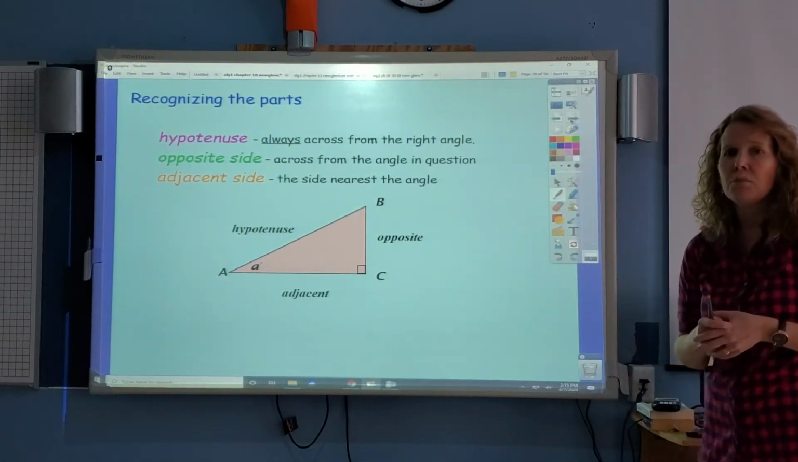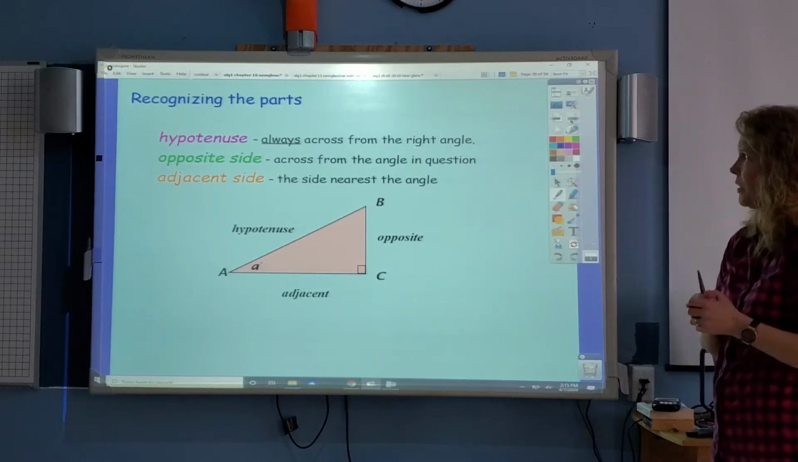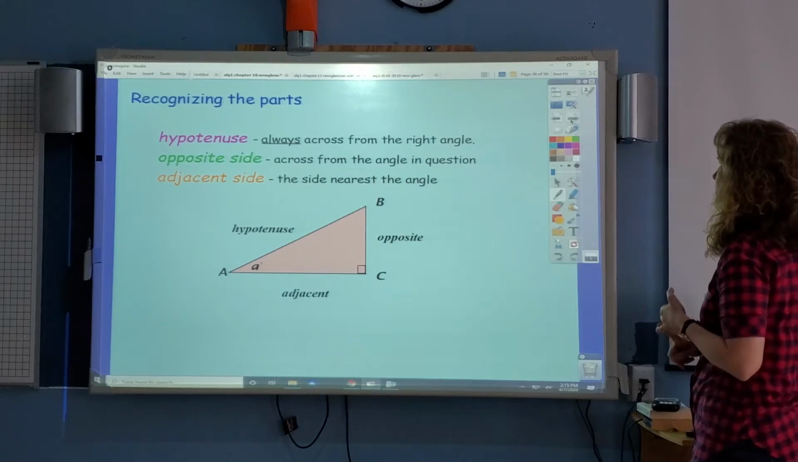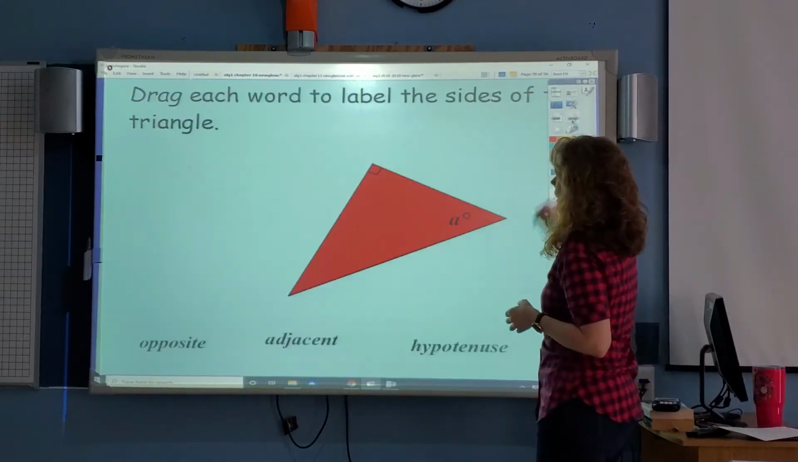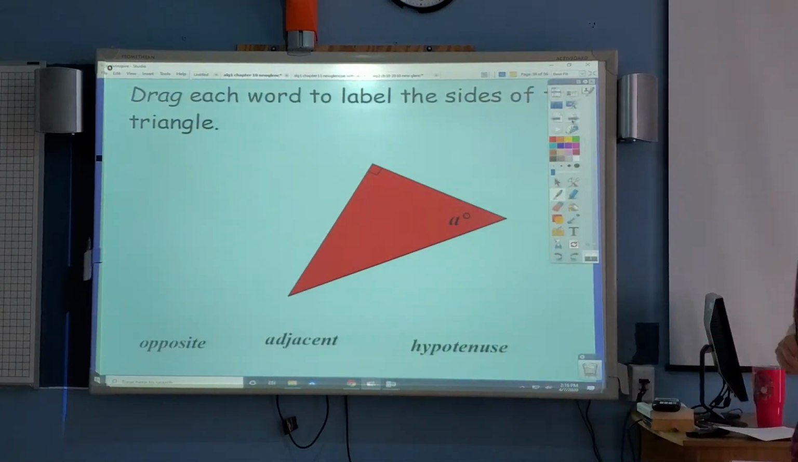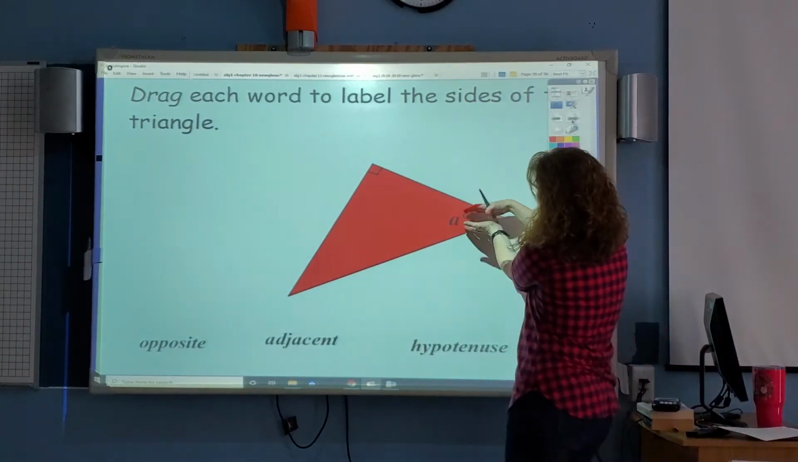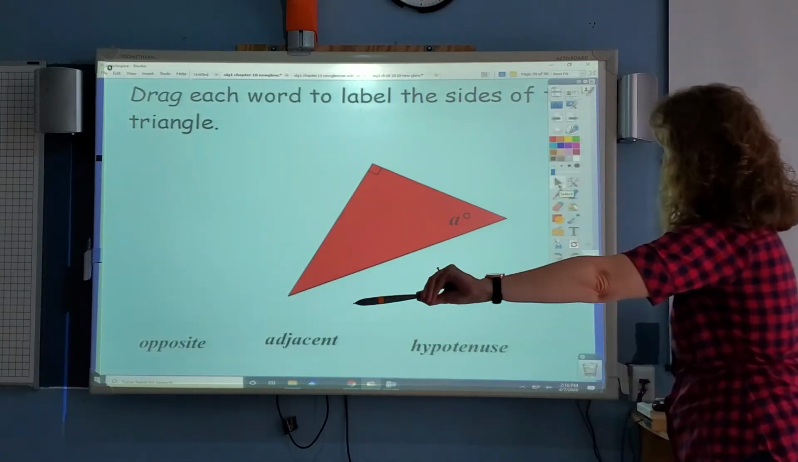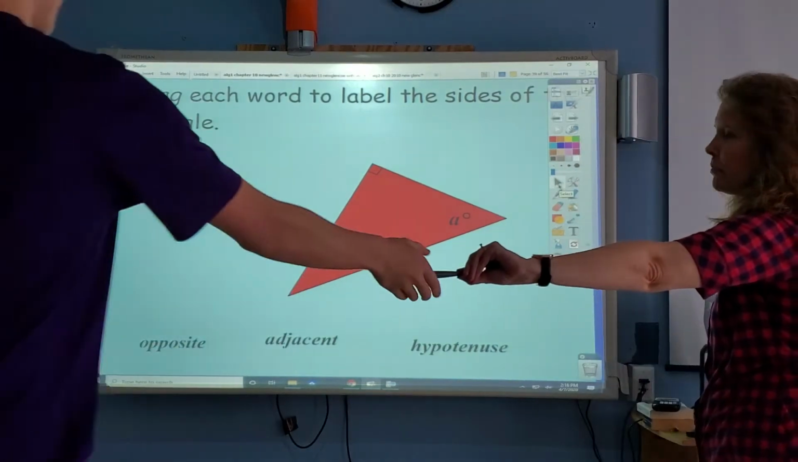I do recommend that on your homework problems today you go in and label these three sides: hypotenuse, opposite, and adjacent. Okay, now let's practice labeling this one. So again, your eyes are at this angle here. I'll let Jamie come up and put the labels where they belong.